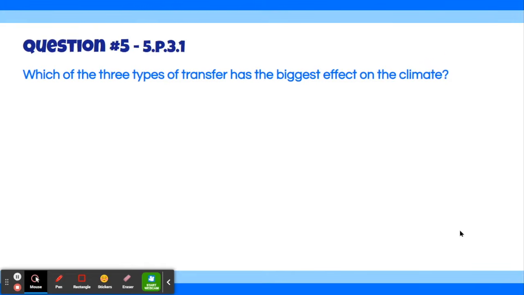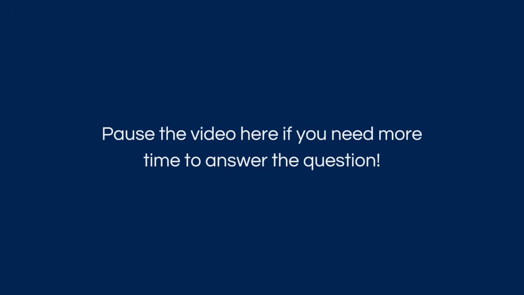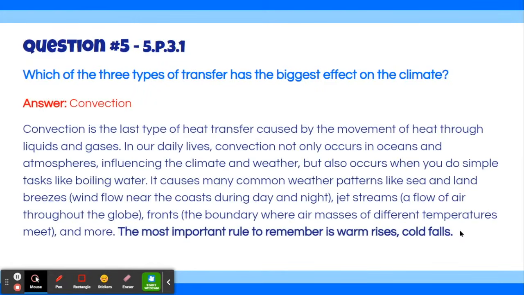Alright, question 5. Which of the 3 types of heat transfer has the biggest effect on the climate? Well, the answer is convection. Convection is the last type of heat transfer, which is caused by the movement of heat through liquids and gases. In our daily lives, convection not only occurs in oceans and atmospheres, which influences the climate and weather, but it also occurs when you do simple tasks like boiling water.